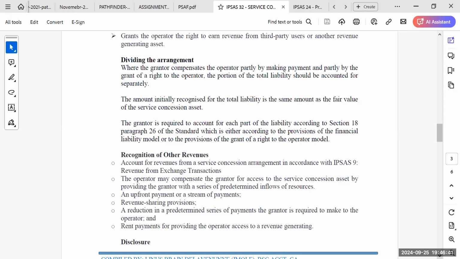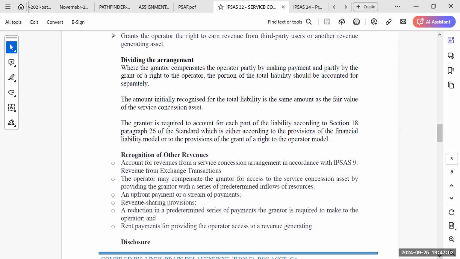To be recognized in line with IPSAS 9, which is revenue from exchange transactions. We have standards. So we have revenue from exchange transactions. We have 31. We have leases. We have impairments. We have financial assets, at least 5. Okay, no problem. Let's see.